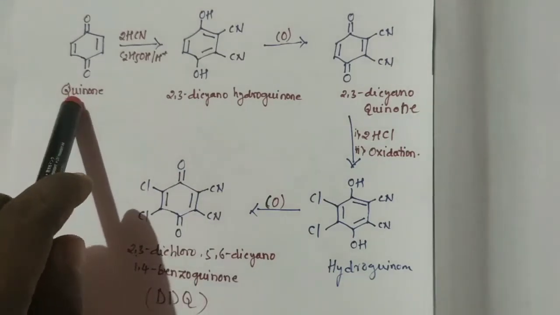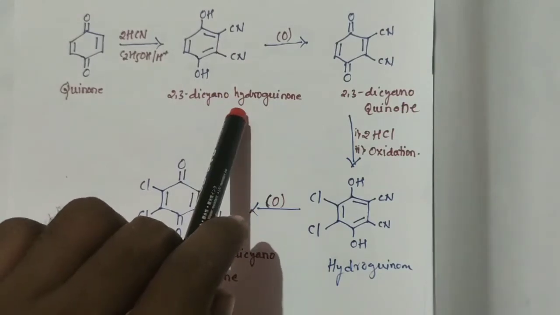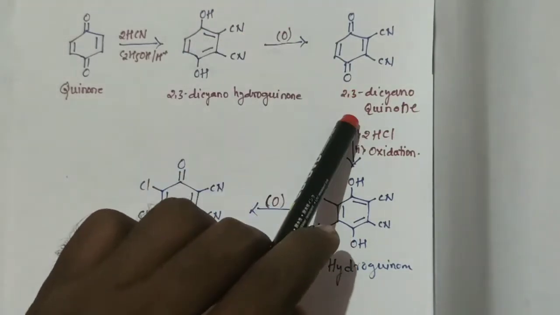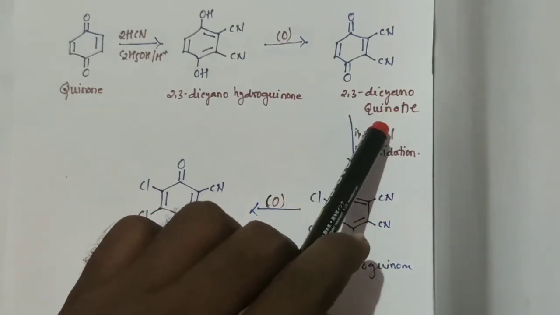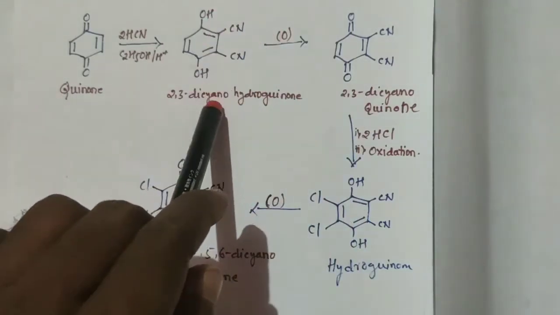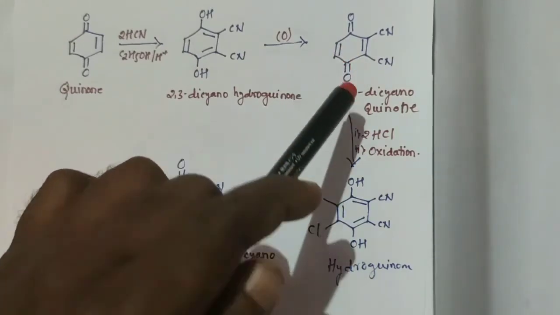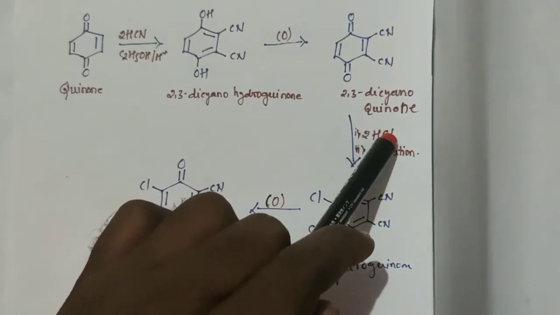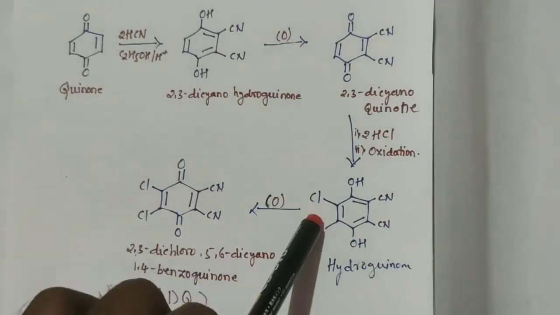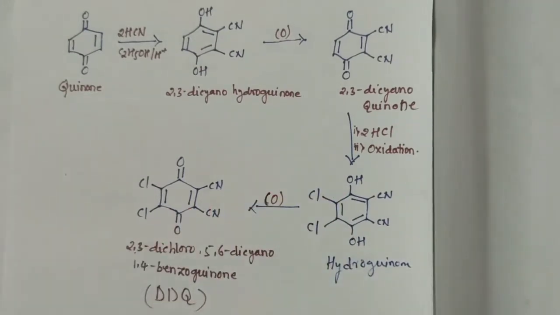Quinone, with the two molecules of HCl, gives the dicyano substituted hydroquinone. This hydroquinone, after oxidation, gives the dicyano-substituted quinone molecule. The oxidation process is the elimination of two hydrogen atoms. Then this quinone molecule, after reacting with two molecules of HCl, gives the chloro-substituted hydroquinone. This, after oxidation, gives DDQ. So this is the synthesis of DDQ. I think you are clear on this concept.